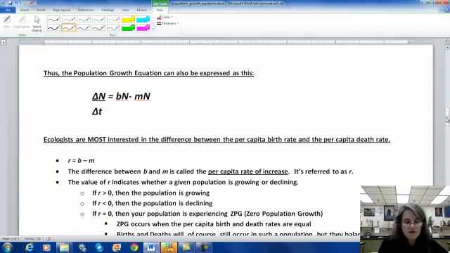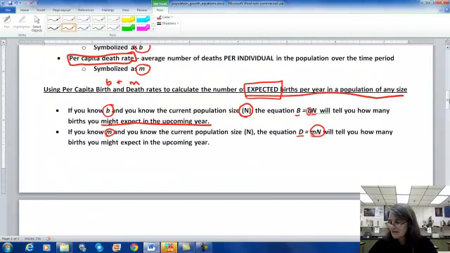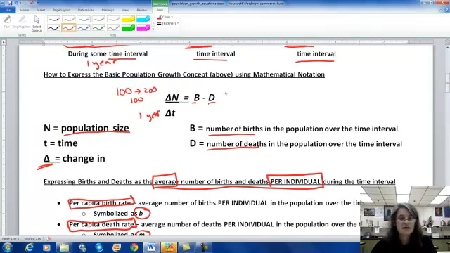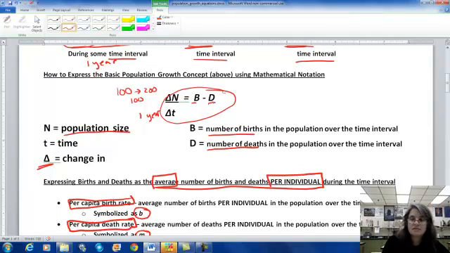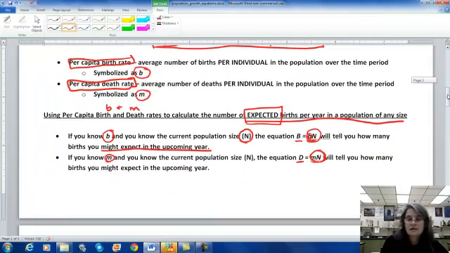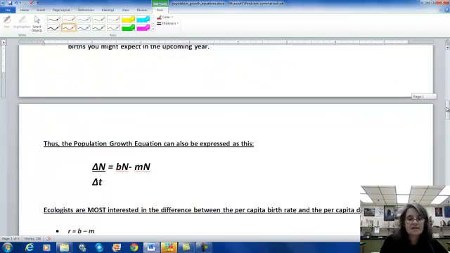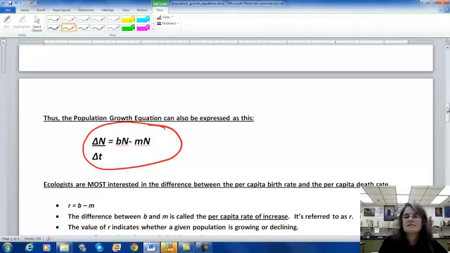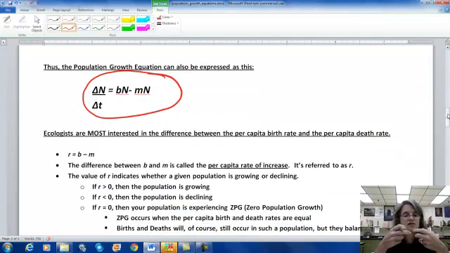So, therefore, since this is true, I'm going to slip back up here for a minute. Since B, number of births, equals little b times N, and D equals little m times N, then we can rewrite this equation. If you'll remember, we said that the basic population growth concept can be written like this: the change in number over time equals B minus D. Well, since B equals little b times N and D equals little m times N, then we can simply write this equation like this, okay? So that's a new way to write the equation. We're stepping towards some equations that should be able to help us calculate some important values.